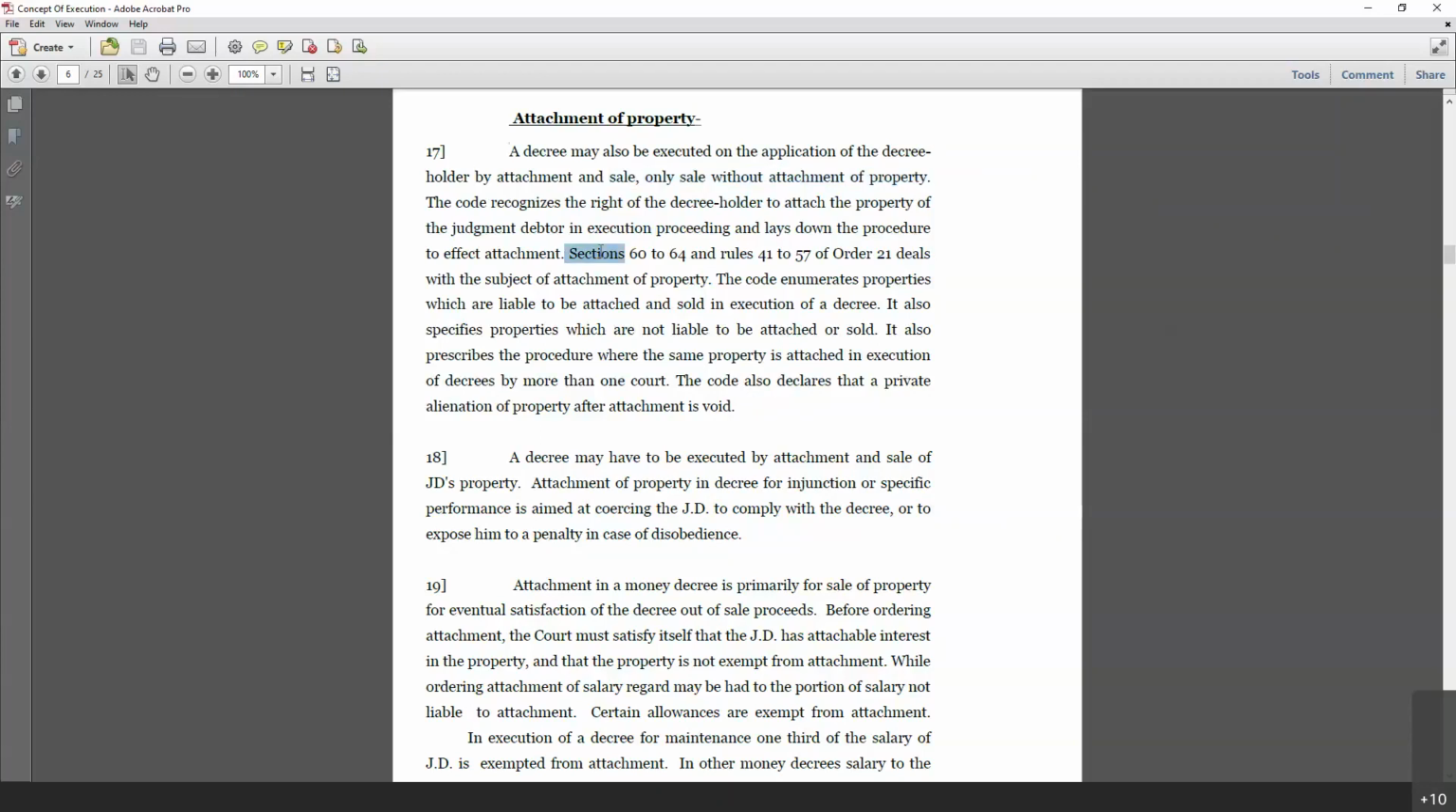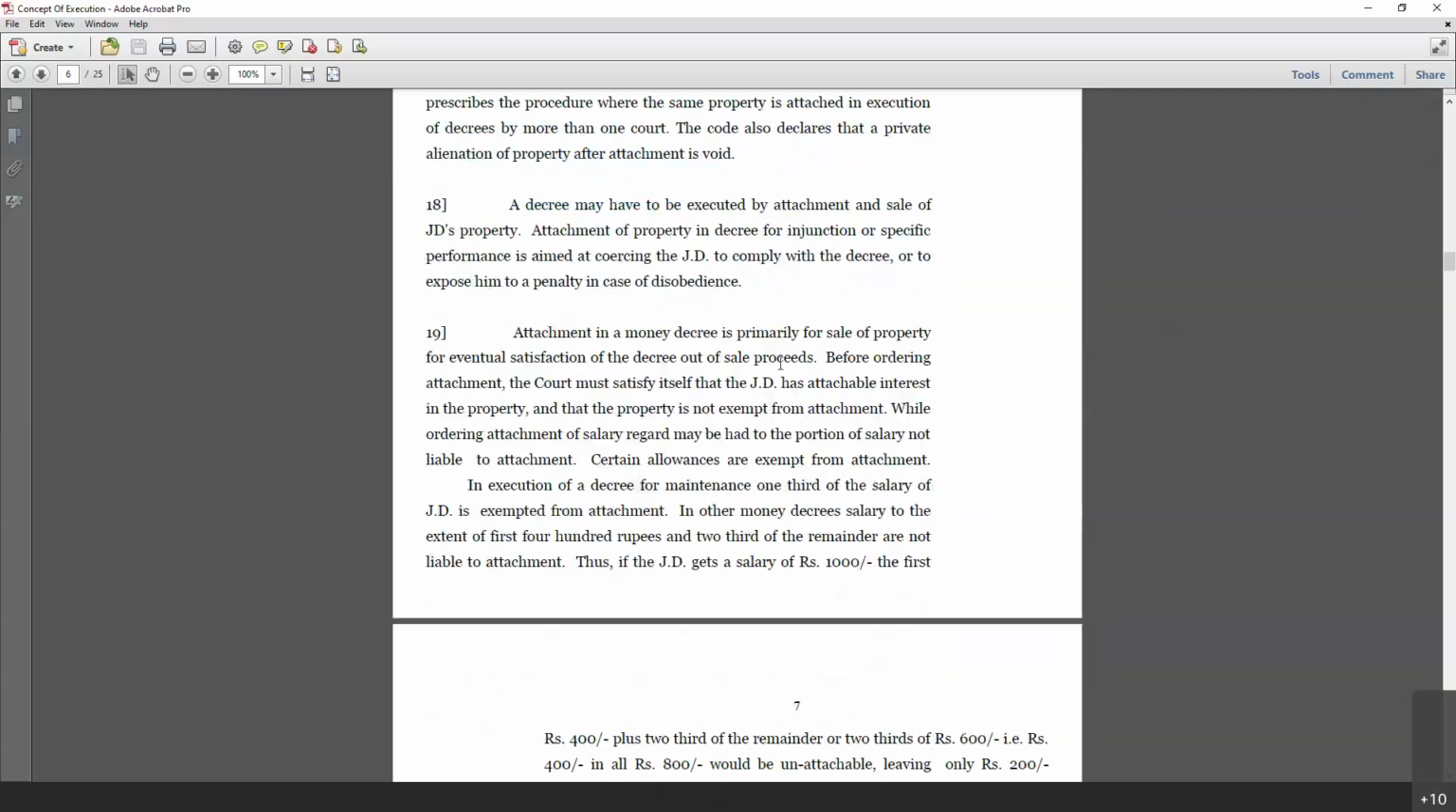But if you look at the relevant order and the relevant sections, there is a detailed methodology prescribed in terms of going about this attachment and then going about the sale, in terms of what is the method for sale, etc. That again is something you can look at in terms of the specifics. Now, ultimately, obviously, when an attachment is done, the court must satisfy itself that the property is something which has an attachable interest.